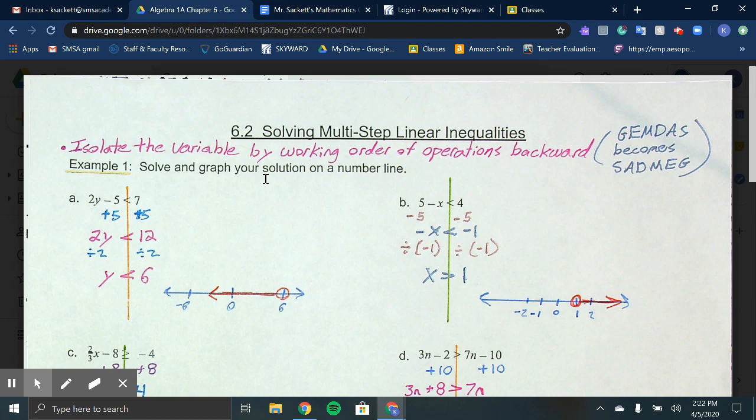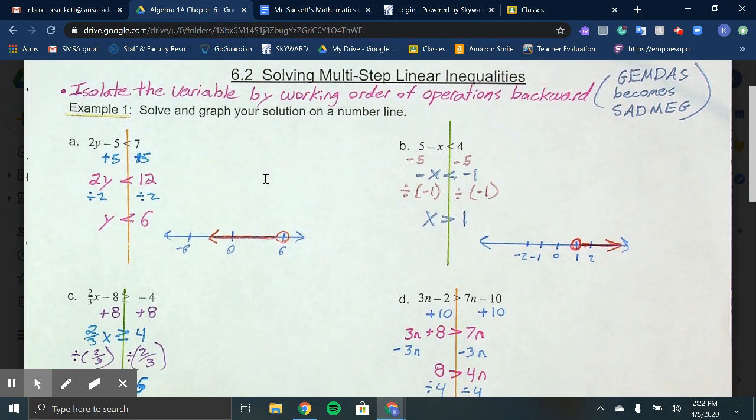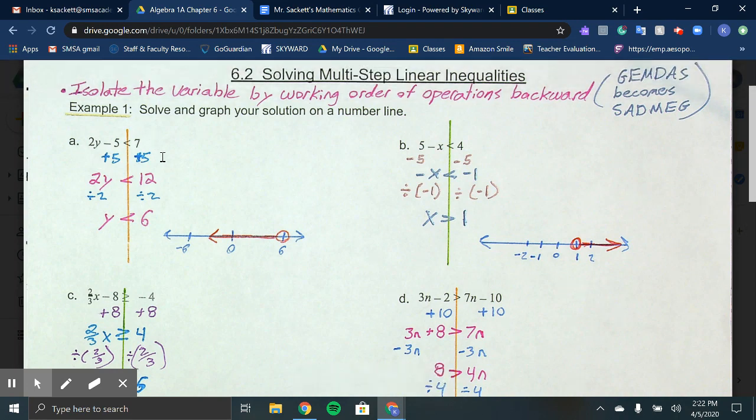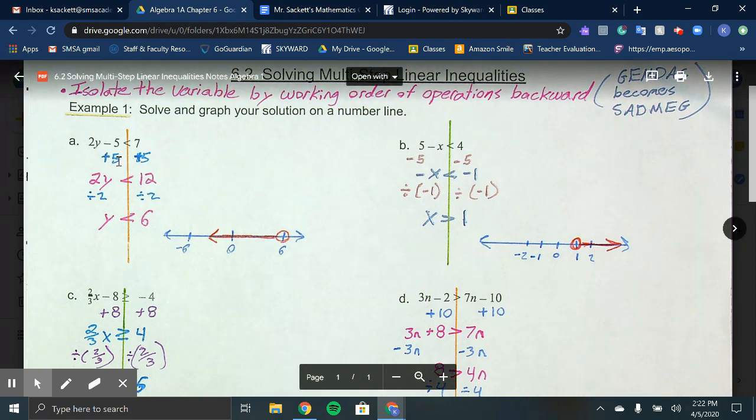So looking at example 1, part A, we have 2 times y minus 5 is less than 7. Now again, on all of these, I put a line through the inequality to stay organized. Whatever you do on one side, you have to do on the other. So in this case, we want to undo subtraction of 5, which means our first step is to add 5 to each side. The negative 5 and positive 5 cancel out, so we have 2y is less than 12.